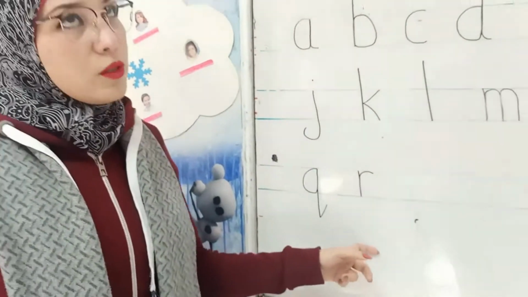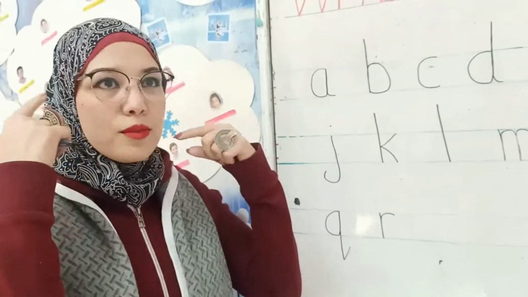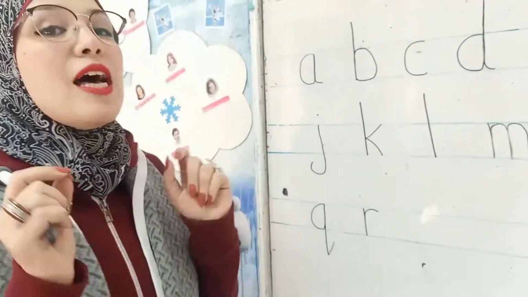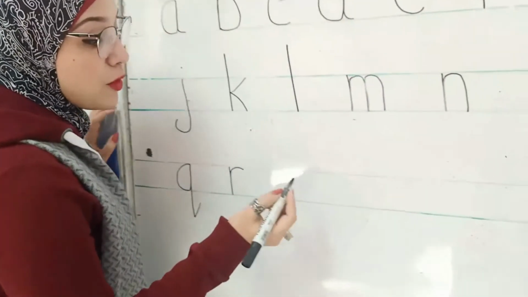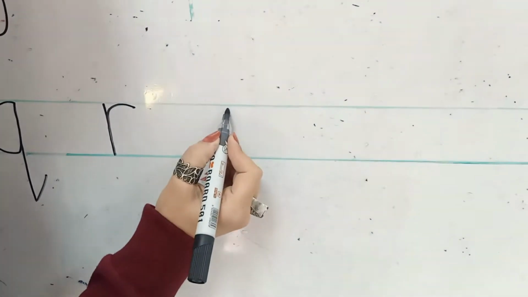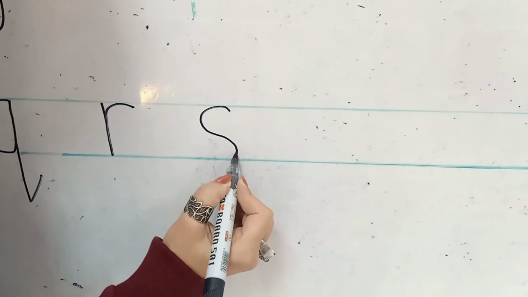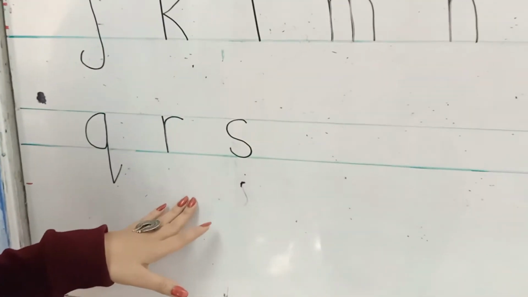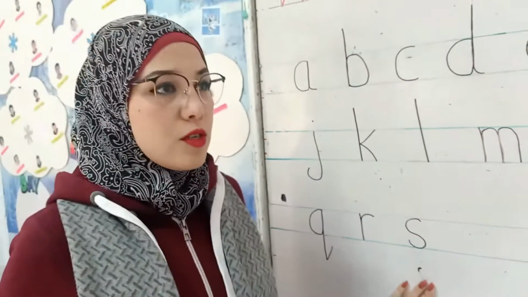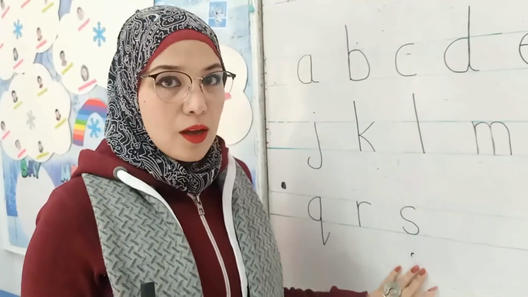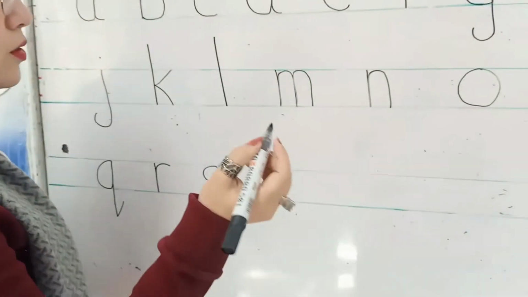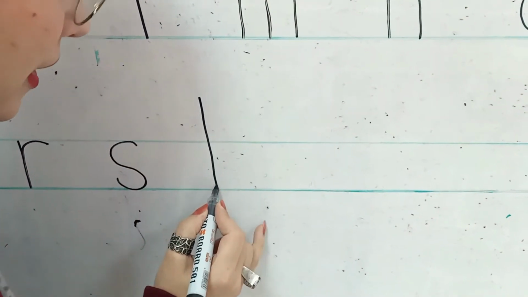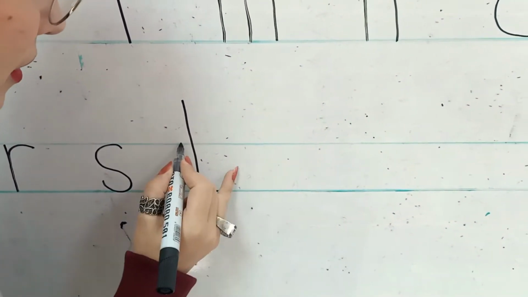Q, R. After R comes, super, S. How to write letter S? Starting point, snake and stop. Q, R, S. After S, super, T. How to write letter T? Starting point, down in a long stick, sleeping stick and sleeping stick.